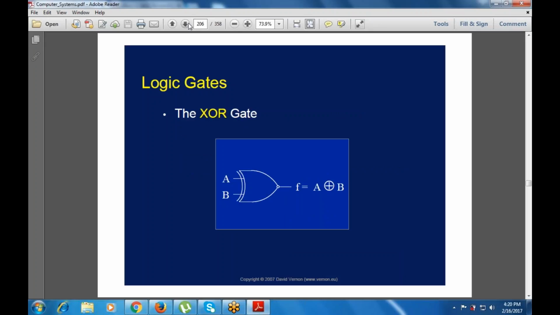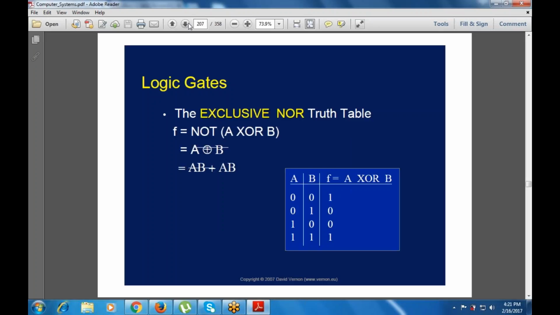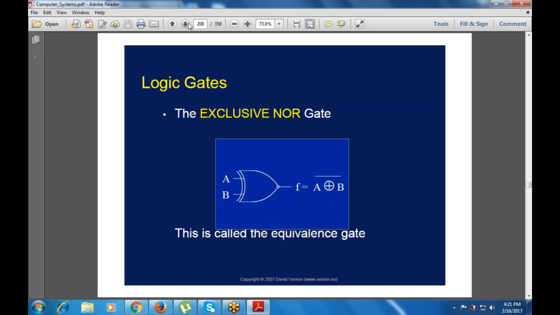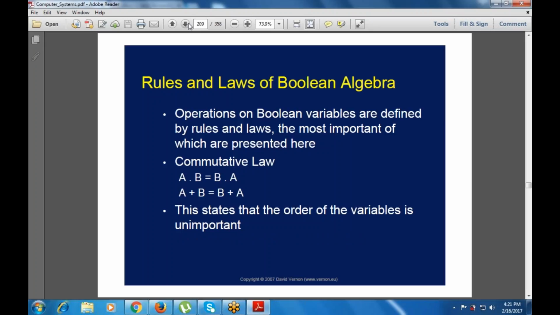Now this is the XOR gate. This is A plus B, and there is a curve shape that is also available with the OR gate. This is the A XOR B. This is the exclusive NOR truth table, that is a NOT of the A XOR B. Then the exclusive NOR gate, this is the A plus B, and this is known as the equivalence gate.